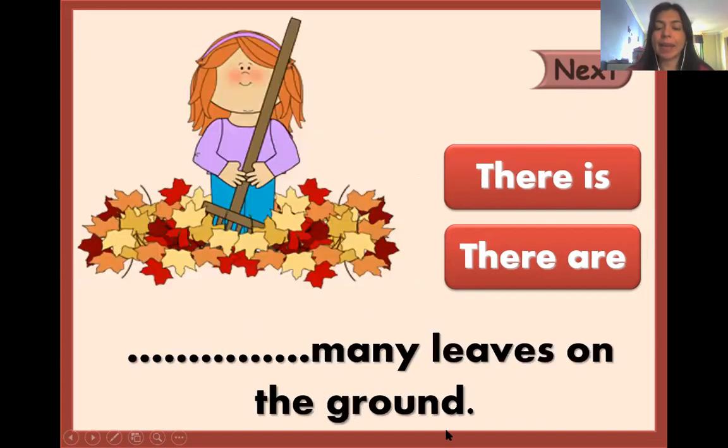In this, many leaves on the ground. Many leaves on the ground. Which is the correct option? There is many leaves on the ground, or there are? There are many leaves on the ground. Hay muchas hojas en la tierra, ¿no? Muchas hojas en el piso.